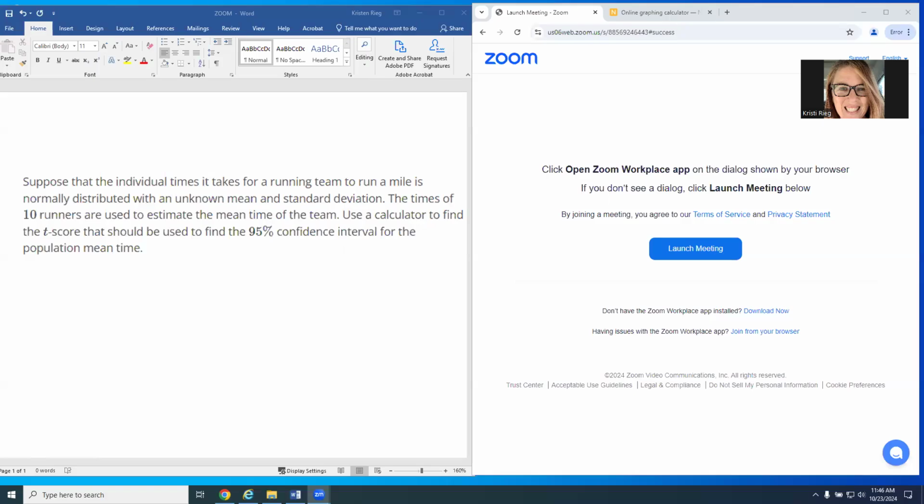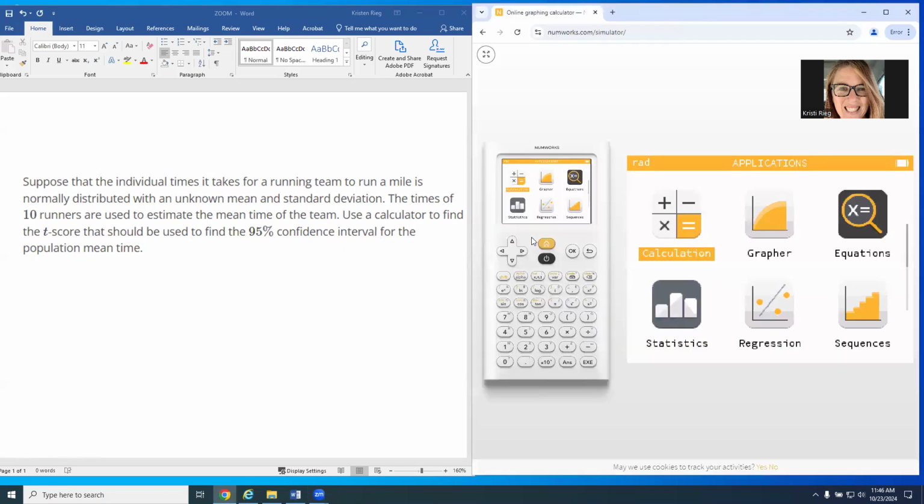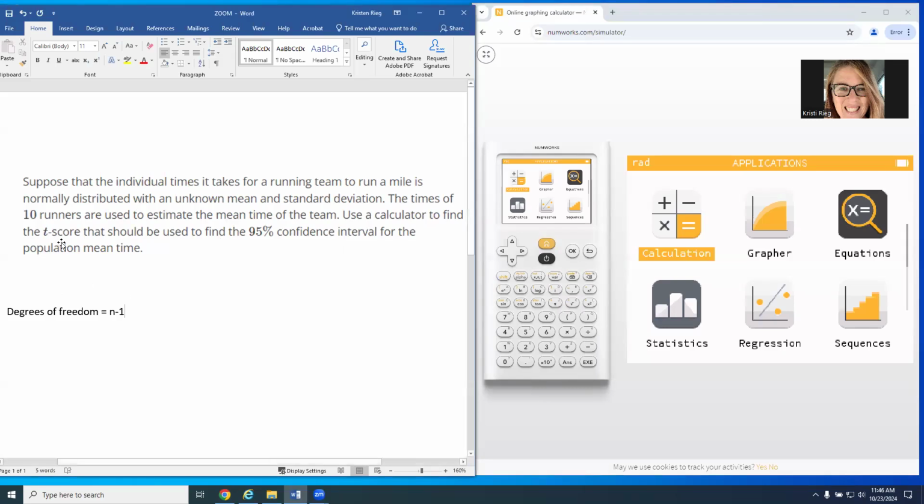Okay, let me just shrink all this unnecessary stuff. Okay. So one thing that was missed from 8.3 were these problems right here where it's asking you to find the t-score or the degrees of freedom. I just want to remind everyone this was mentioned in class briefly, but we didn't talk about it very much. Degrees of freedom is n minus 1. So for this problem, there's 10.